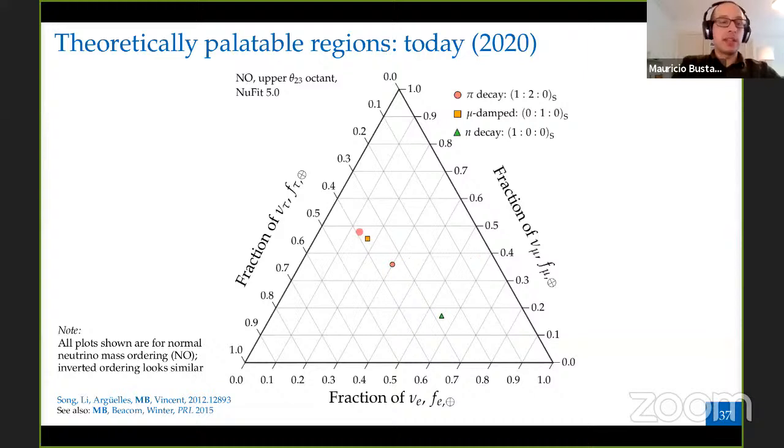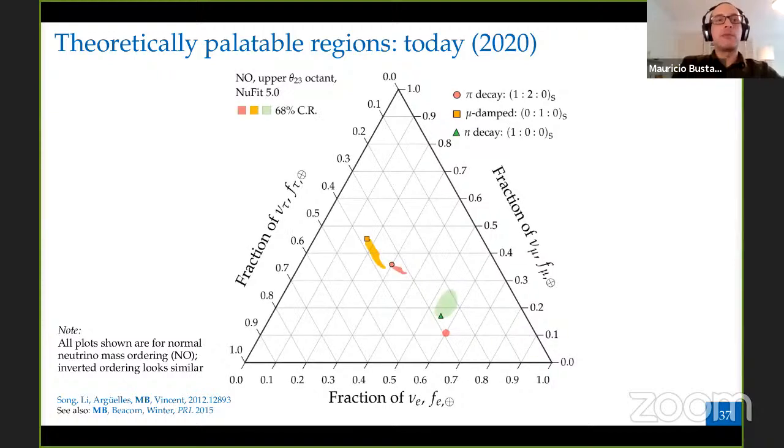We start again with the values of the flavor ratios at Earth calculated using the best fit mixing parameters at this time. But if we allow the mixing parameters to vary within their uncertainties, then these points become regions, and they become bigger the bigger we allow the region in which the mixing parameters can vary. So the points become regions. And that's for the three benchmark scenarios that I've been talking about.